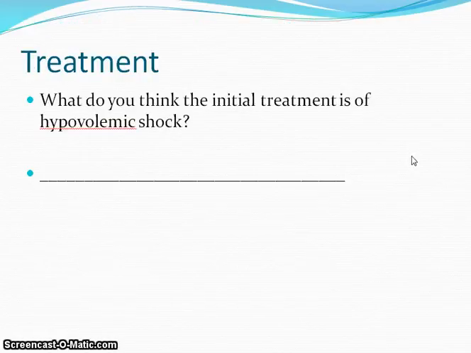So when we think about hypovolemic shock, what do you think is our initial treatment? Right, we have to give them volume. All right, so we'll give them IV fluids. Usually we start with normal saline, and then as soon as we can, we give them blood products to try and replace their blood volume for them.